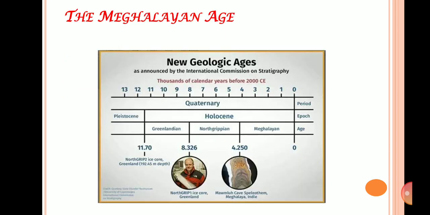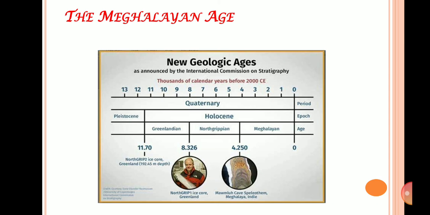Next, the Meghalayan age. Geologists have recently classified the last 4,200 years as a distinct age in the history of our planet. They have named it the Meghalayan age. We currently live in the Holocene epoch, which reflects everything that has happened over the past 11,700 years, since a dramatic warming kicked us out of the last ice age. The Holocene itself can be subdivided into upper, middle and lower phases.